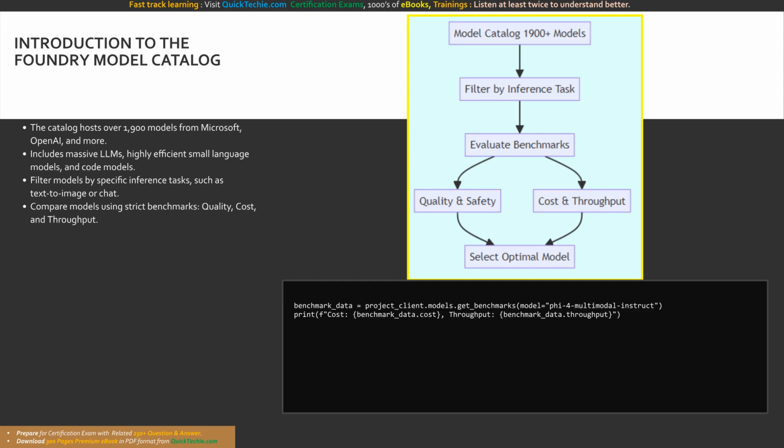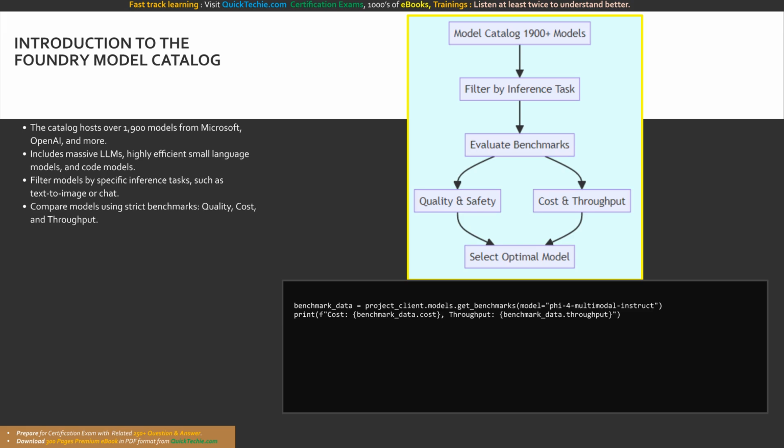But with so many options, how do you choose the right one? Selection must be driven entirely by objective data. The Foundry catalog provides comprehensive benchmark metrics to actively guide your decision. You must evaluate models based on critical generation quality metrics like groundedness, coherence, and fluency. Additionally, you must consider throughput, which strictly measures how quickly the specific model processes prompts, and the overall token cost efficiency.